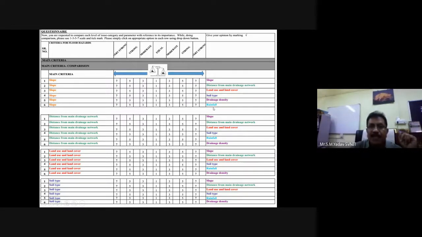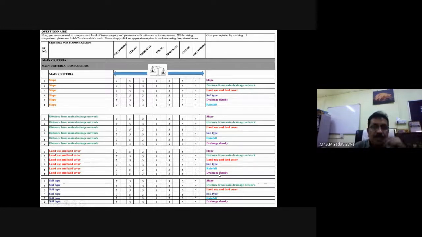So slope is compared with slope. Then the second parameter, distance. So again, distance will be compared with again the 6 parameters. Similarly, land use, land cover, 6 parameters are compared with the 6 parameters.